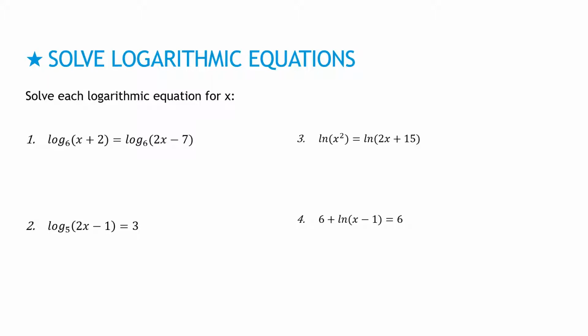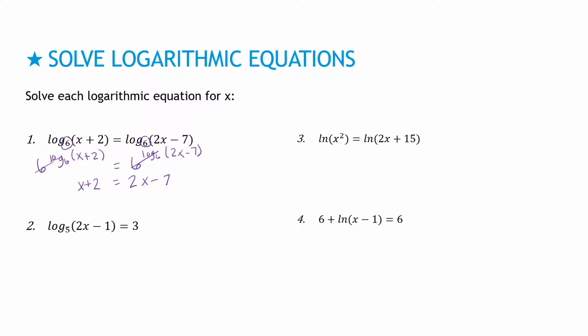Again, this is a base of 6, so I'm just going to exponentiate with 6 as the base, and we all know what happens then. The 6 and log base 6 are inverses of one another. Because they're inverses, they're essentially going to just go away, just like when we add 5 and subtract 5, it's like we didn't do anything. Then I get x plus 2 equals 2x plus 7.